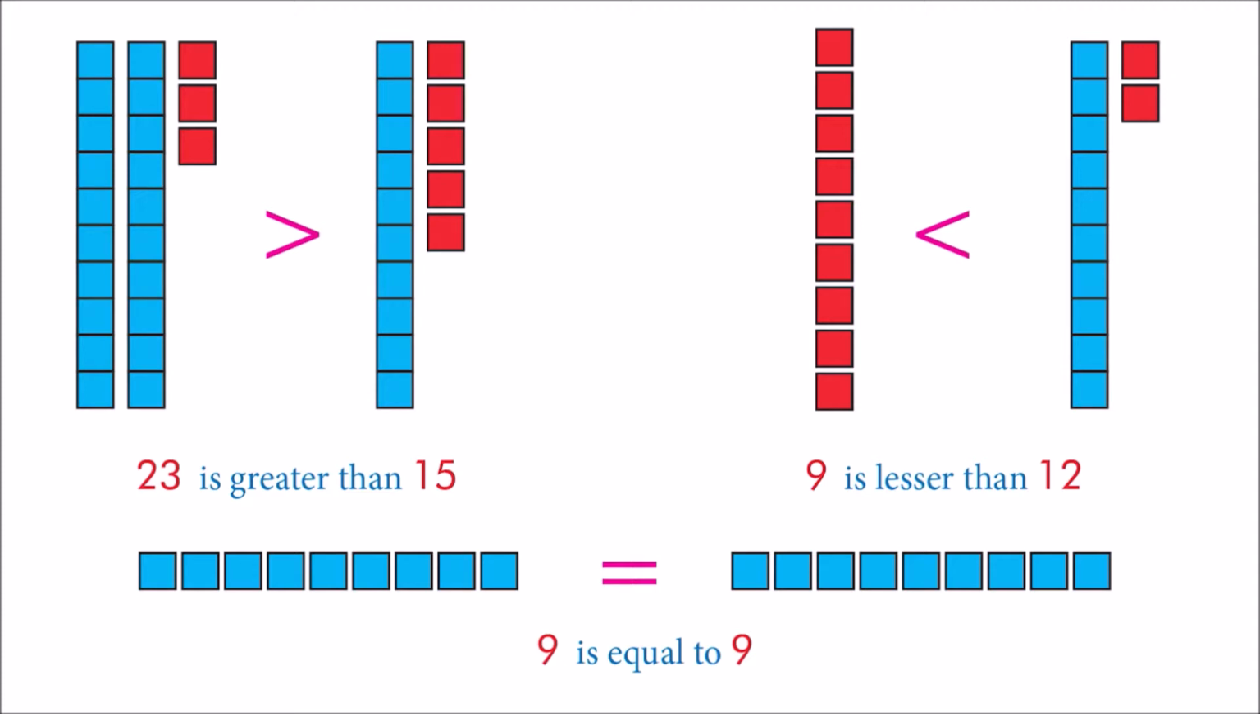And then we have the number 9 and then the number 12. So we have 9 ones for 9 and then we have 1 ten and then 2 ones. So then we know that 9 is lesser than 12. Here we have 9 and 9. 9 ones and 9 ones. So we know that 9 is equal to 9.